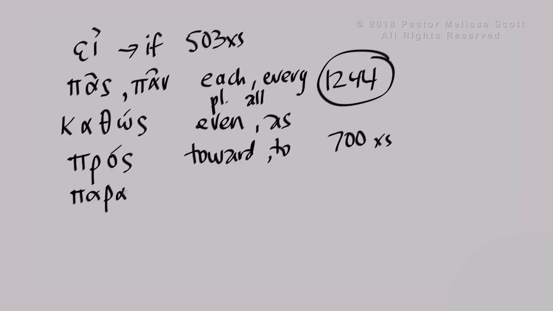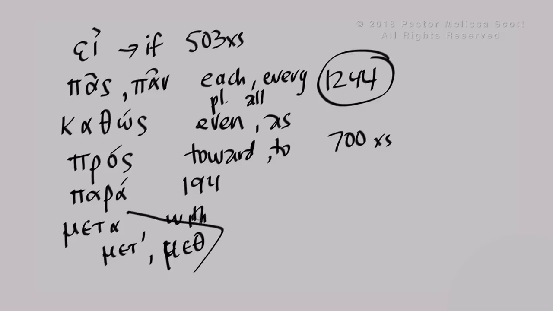Para, 194 times. Meta, or you may see it as mit, or, pardon me, this doesn't look too good now, but you get the idea. With, sorry, I should have said that. Para is a big word, I didn't give you the definition, but para is a big word in that it can be many things. So that's a word you'd maybe want to look up because it is the ultimate catch-all word, especially in compounds.